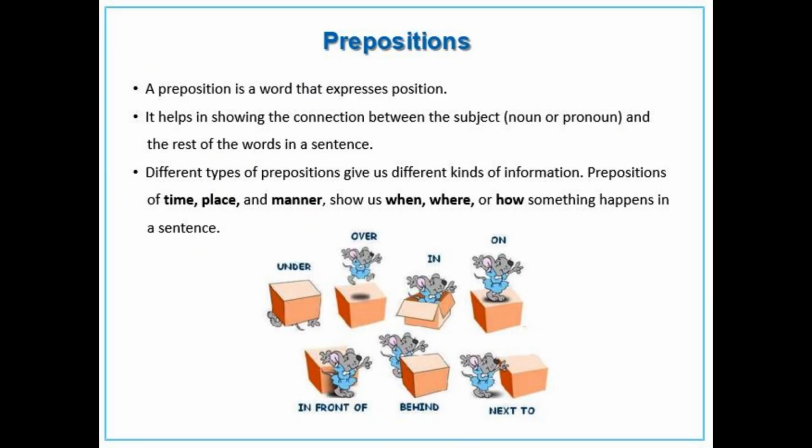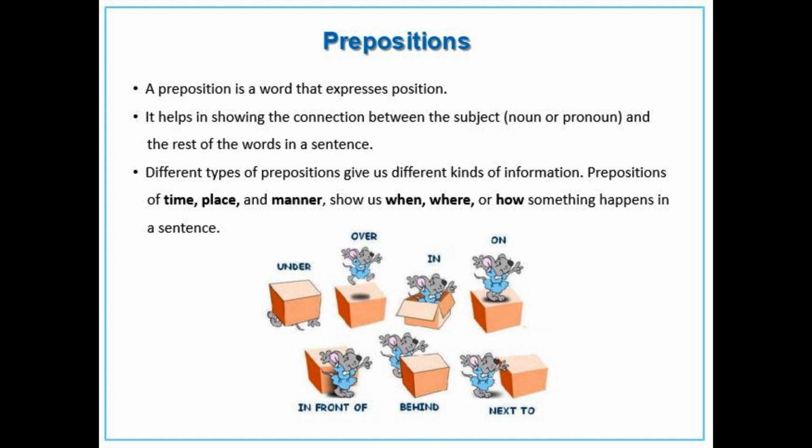So, let's start by talking about prepositions. A preposition is a word that expresses a position. It helps in showing the connection between the subject and the rest of the words in a sentence. There are different types of prepositions which give us different kinds of information. For example, prepositions of time, place, and manner show us when, where, or how something happens in a sentence.